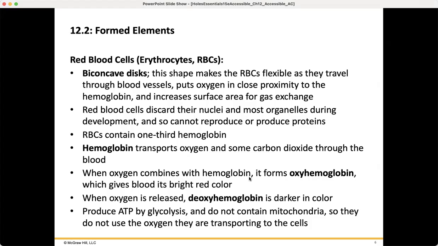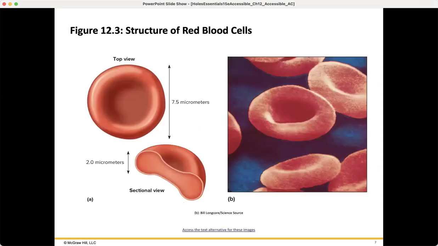When oxygen is attached, the hemoglobin is called oxyhemoglobin. When carbon dioxide is attached or when oxygen is released, we call it deoxyhemoglobin. This is that biconcave structure. And red blood cells are some of the smallest cells in the body by far. You can see the 7.5 microns.